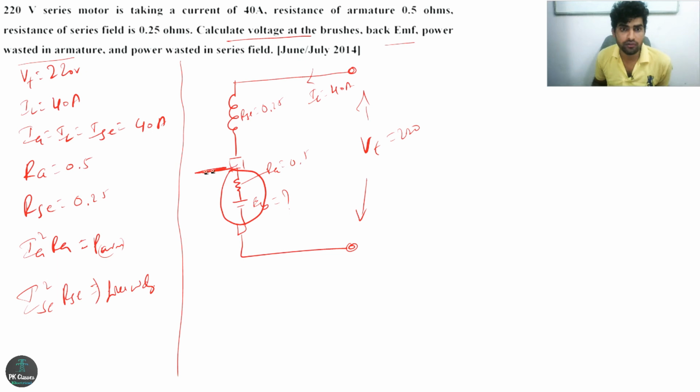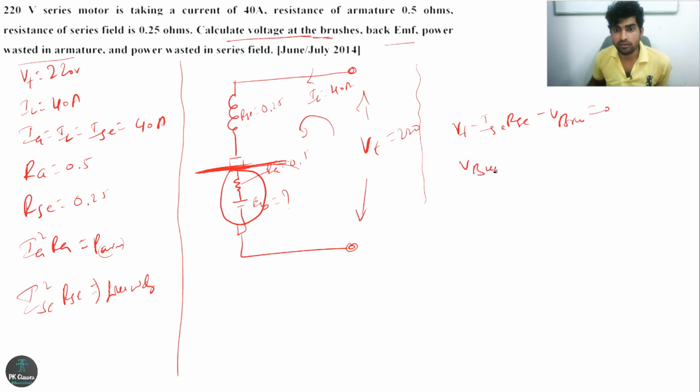Till here we need to calculate, okay? Till here. Apply KVL for this loop. Not considering this part because they mentioned voltage at the brushes, okay? So VT minus ISC RSC minus V brush is equal to 0. V brush is equal to VT minus ISC RSC.